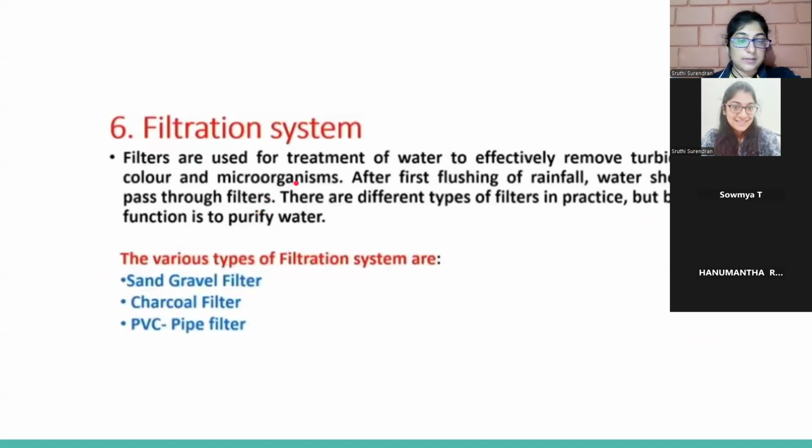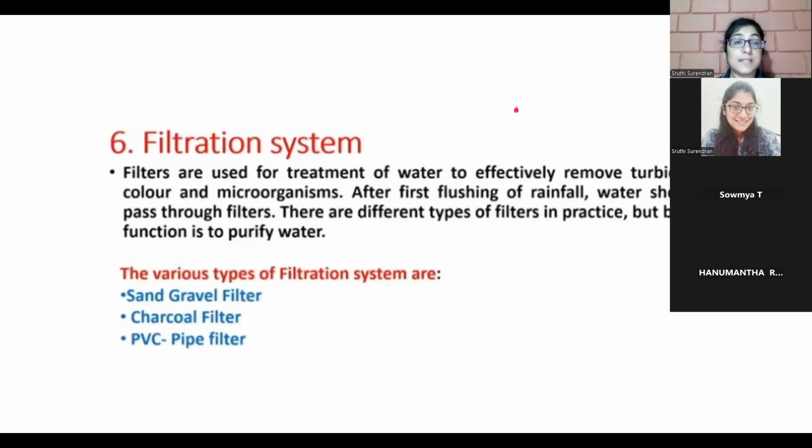Then there is filtration system. Now this water that is coming, it might have physical impurities. Like if it is being collected from the roof, say the roof is not very clean, then it is going to collect the dust particles from the roof as well. So there are going to be some color, turbidity, microorganisms, and so on. So all of these need to be filtered out. And for this filtration, some kinds of filters that are used are sand gravel filter, charcoal filter, and PVC pipe filter. So PVC pipe filter is this filter that we are talking about in this question.